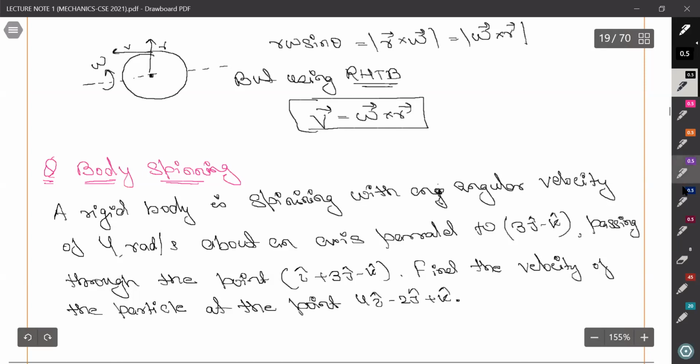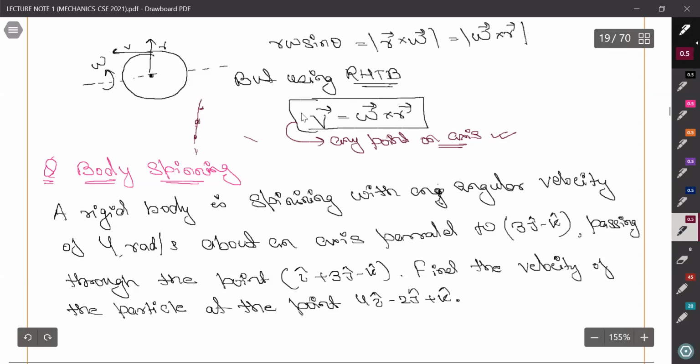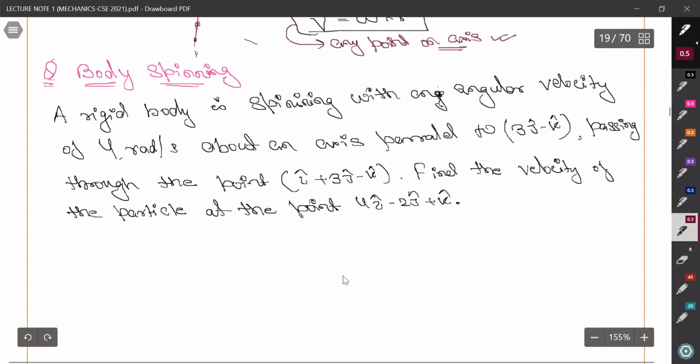One thing I forgot to tell is that it is valid for any point on the axis. We also derived it in that way, but you should remember that if it is the axis, any point on this axis will satisfy this relation. Now, we are here with a very easy problem. We just need to find out the velocity, and we already have v equals omega cross r.